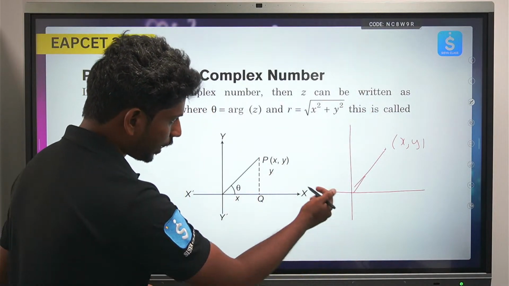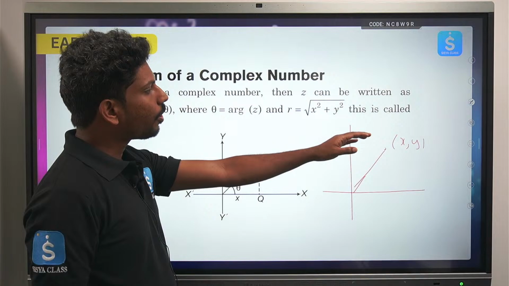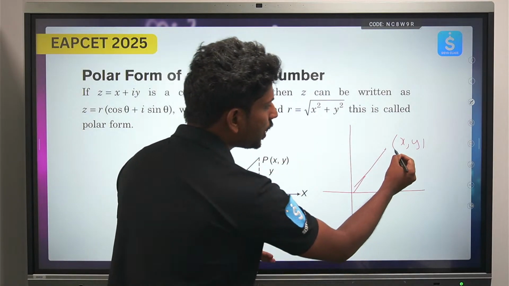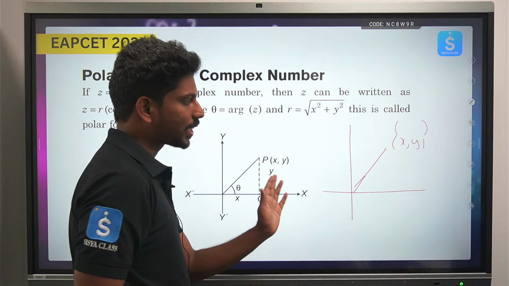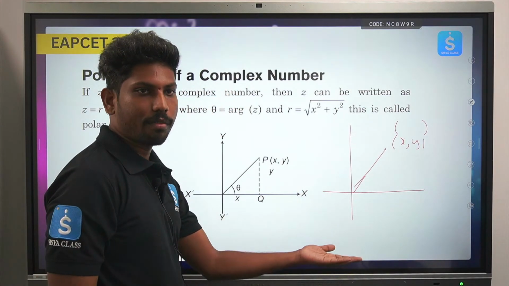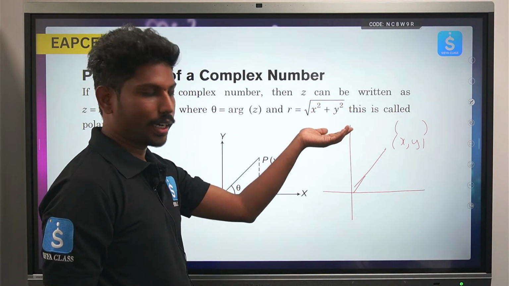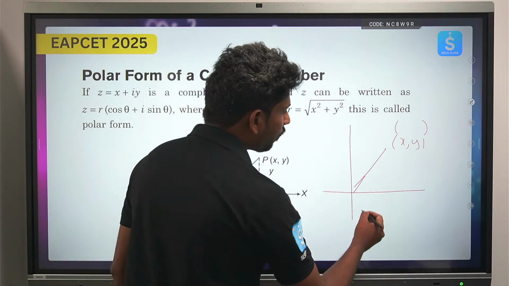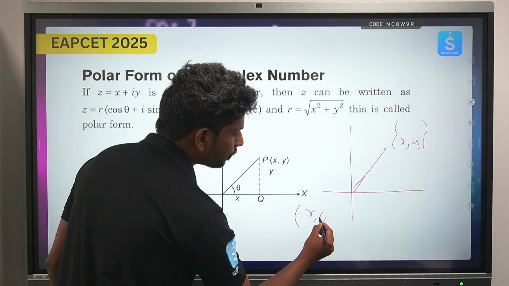So right now this is in the Cartesian plane, right? In the Cartesian plane, my coordinates are always in the form of x and y, where x is the distance from the origin in the x-axis direction, and y is the distance from the origin in terms of the y-axis, right? But if you take polar coordinates, there the coordinates are in the form of r comma theta, r and theta.